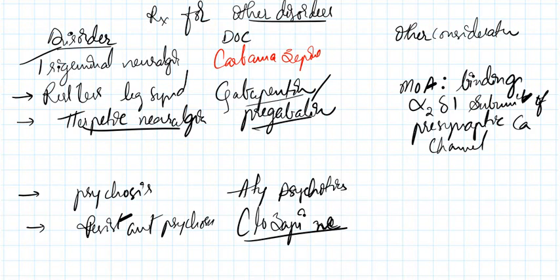Don't confuse the drugs, because in the options you will get clozapine and clonidine also. Clonidine deals with hypertension. Clozapine deals with psychosis. Remember, both are two different drugs for two different systems, right? Now some other conditions like ADHD. What is ADHD? Attention deficit hyperactivity disorder. What is the drug of choice?